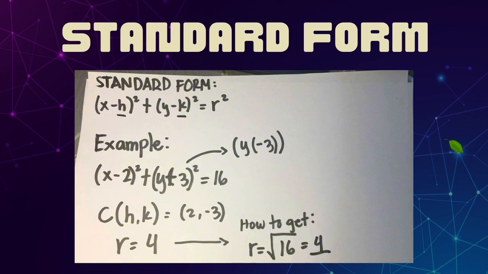And now, to get the radius, why is it 4? The number on the right side of the equation is r squared, the square of the radius. In this example, r squared is equal to 16. So to find the radius, we take the square root: r = √16 = 4. So that is how you identify the center and the radius from the standard form.